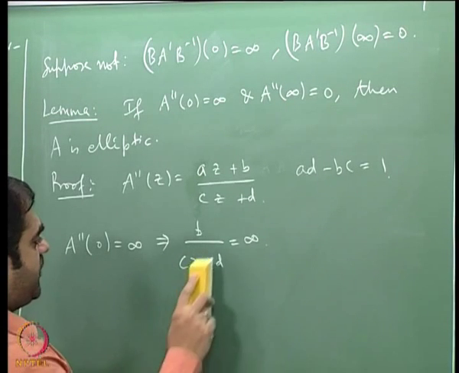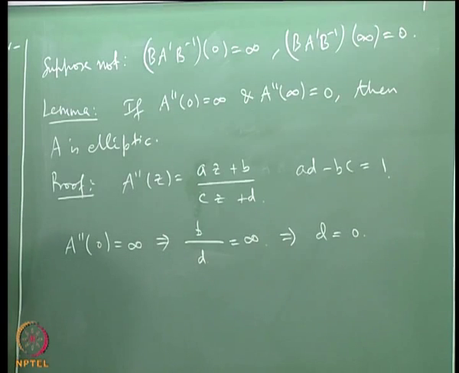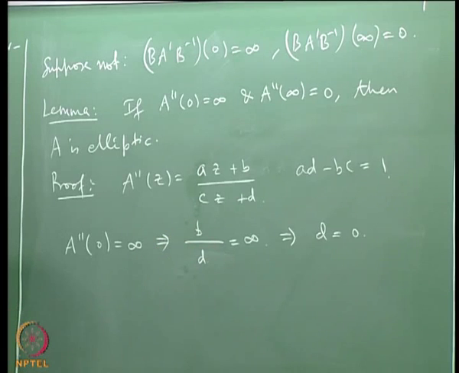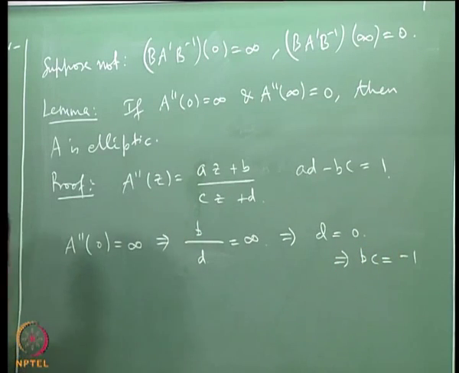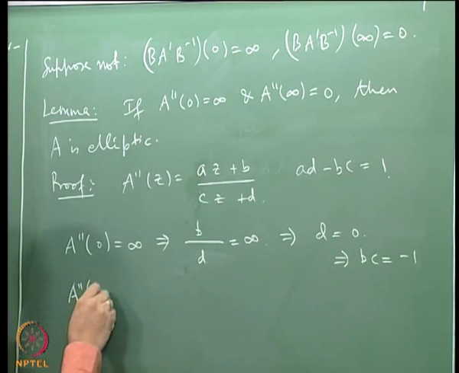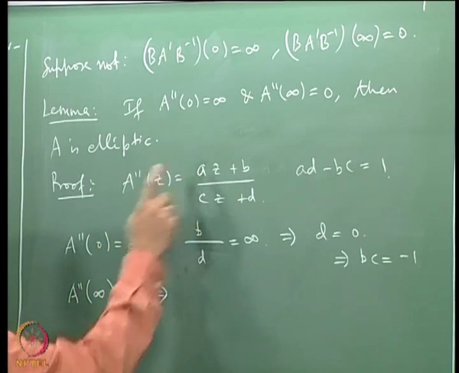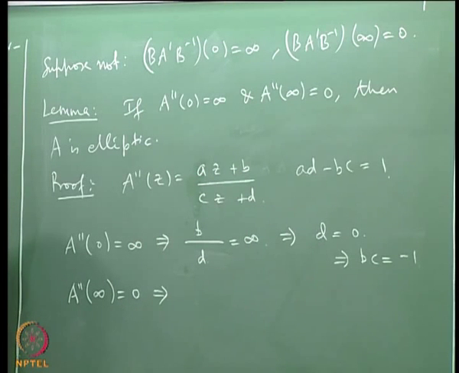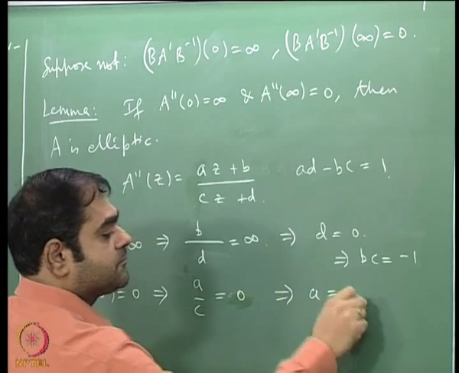I will get B by D, sorry, I will get B by D, and this will force that D is 0, alright. I cannot divide a complex number by another to get infinity unless the denominator is 0. If D is 0, mind you, that will tell you already that BC is minus 1, and then A double prime of infinity is 0. When I plug in infinity, you divide both numerator and denominator by z, so so long as z is not 0, you can write it as (A plus B by z) divided by (C plus D by z). If I plug in infinity, the 1 by z terms will go off, so I will get A by C equal to 0, that will tell me that A is 0, okay.